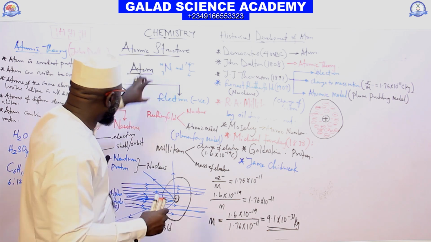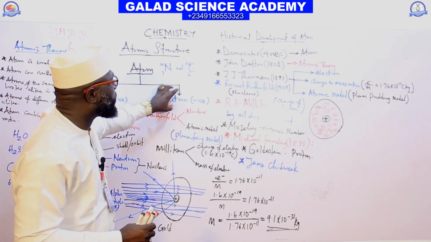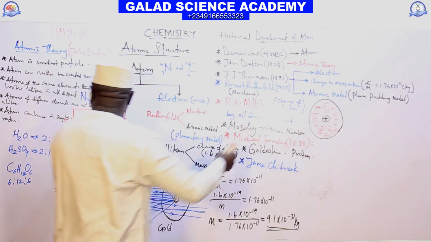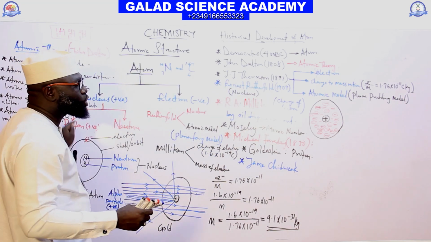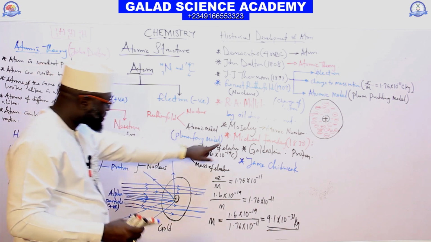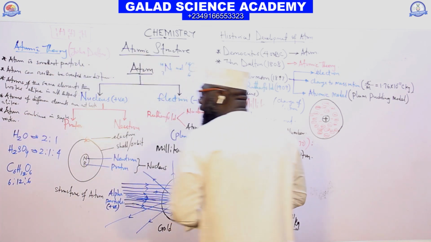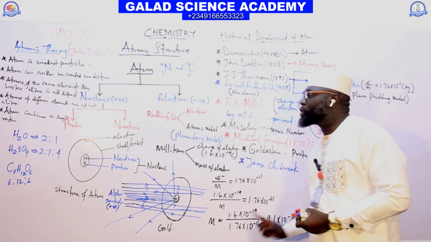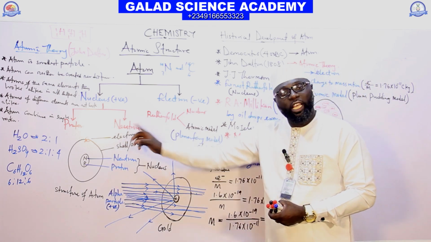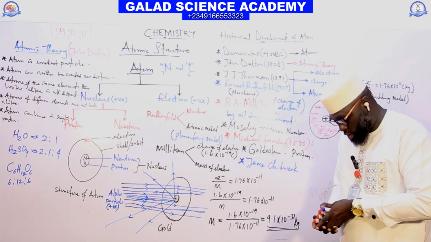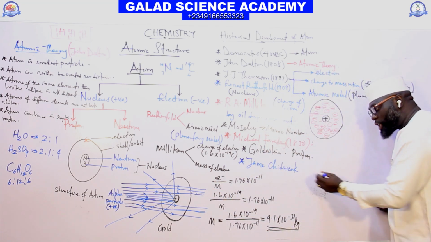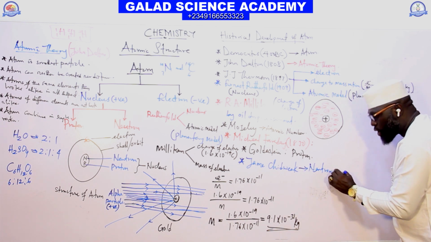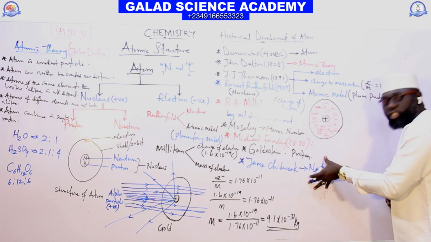The electron was discovered by Thomson. The nucleus of an atom was discovered by Rutherford. The proton was discovered by Goldstein. James Chadwick is the one that discovered the neutron, which completes the atomic structure. So James Chadwick discovered the neutron of an atom, which is neutral.